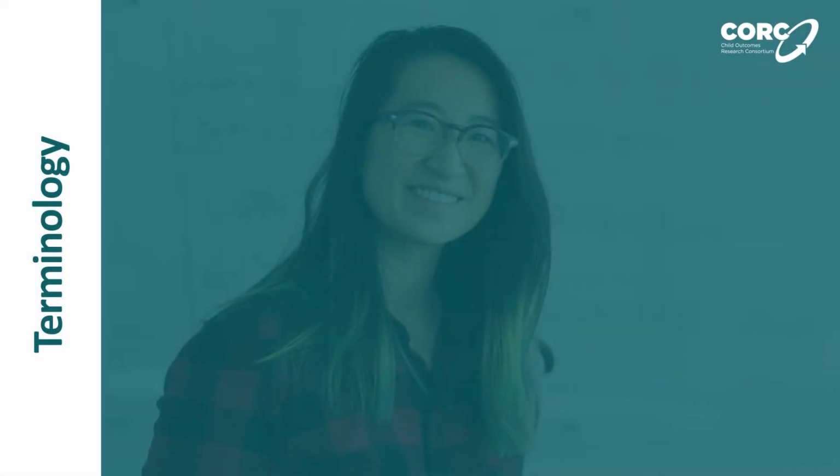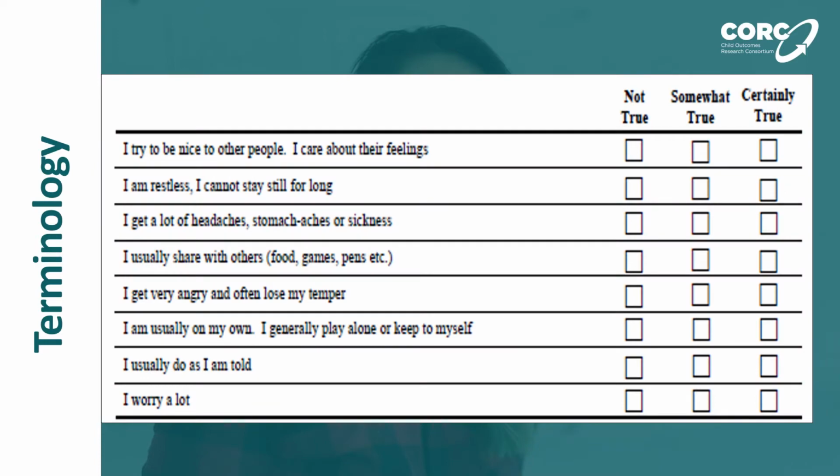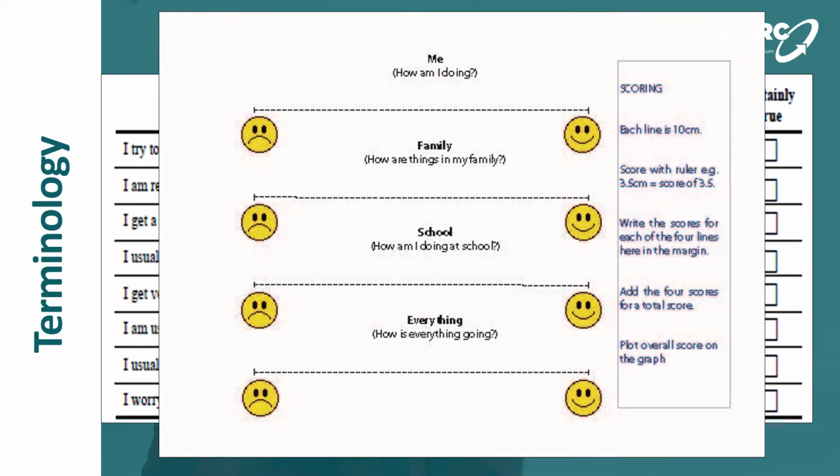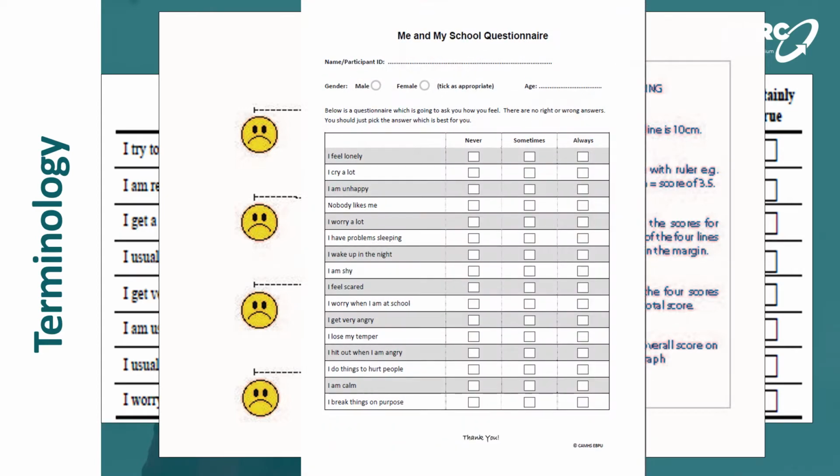Just a quick note about terminology here. I'll be using the term mental health measurement questionnaires, or just simply questionnaires in this context, to mean all of those outcome and feedback measures and tools that are available out there, some of which you can see here on the screen.